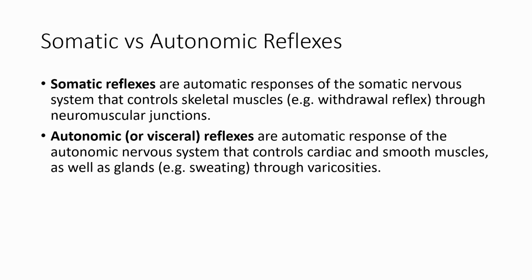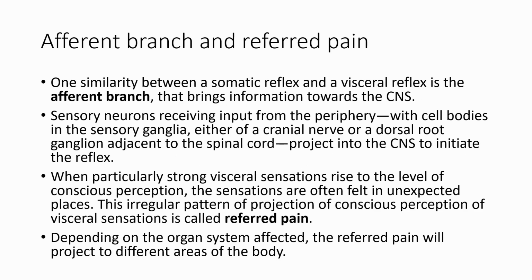Versus autonomic reflexes, these are ones that you still have no control over because it's a reflex, but it involves the autonomic nervous system, so like your heart, the smooth muscles, glands. Like if you start sweating, you're just starting to sweat, right, as a reflex. And then this next one, this one's actually something I think is kind of cool. And that has to do with referred pain and the afferent branch.